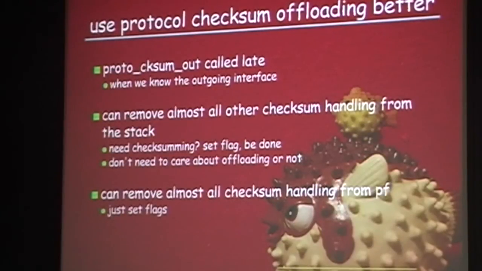So, to make better use of the offloading engines, we are calling the proto checksum out functions very late now. And we are not pre-calculating the checksum anymore. We're taking the decision whether we have to do checksumming or not very late. But we certainly know on which interface the packet's going to go out, which means that we can remove almost all other checksum handling from the stack. I call this de-Bill-joying the stack.